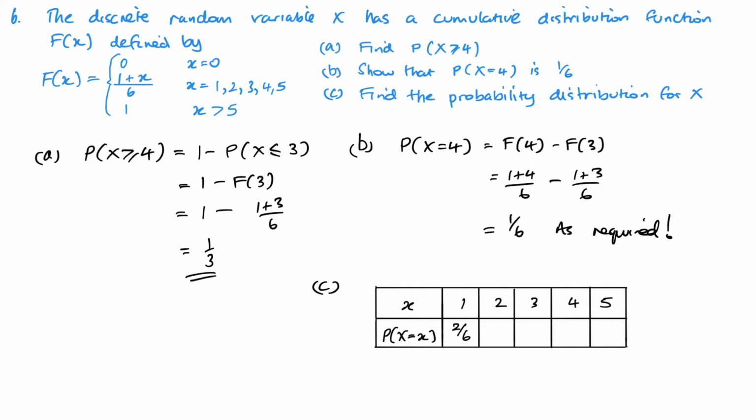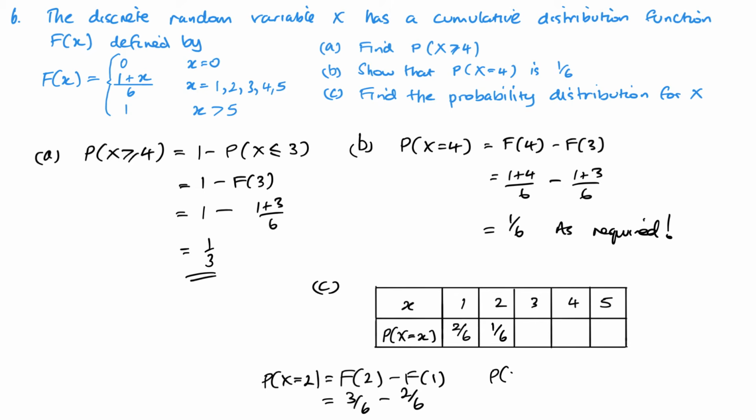Now for the second one, we remember that f of 2 minus f of 1 is what's going to give us the probability when x equals 2. So f of 2 is going to be 3 over 6, but f of 1 is 2 over 6. So that leaves me with 1 over 6 here.